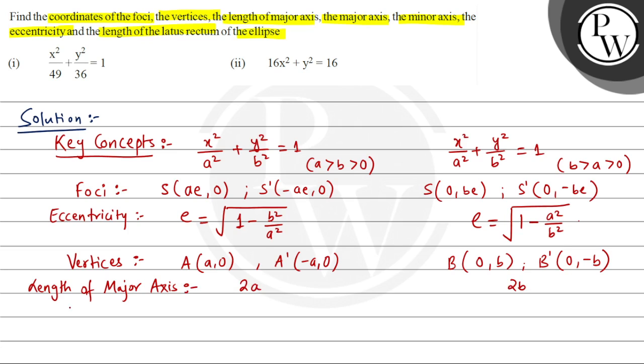Then equation of major axis, so we can discuss both major and minor axis. So for horizontal ellipse, major axis is x-axis, so we can say y equals to 0, and minor axis is y-axis, so x is equals to 0. Now for vertical ellipse, major axis is y-axis, so x equals to 0, and minor axis is x-axis, so it will be y equals to 0, right?